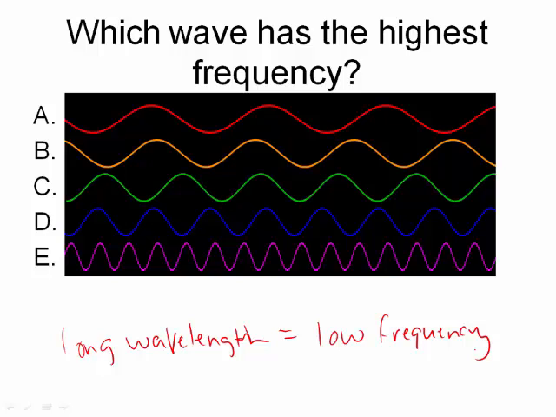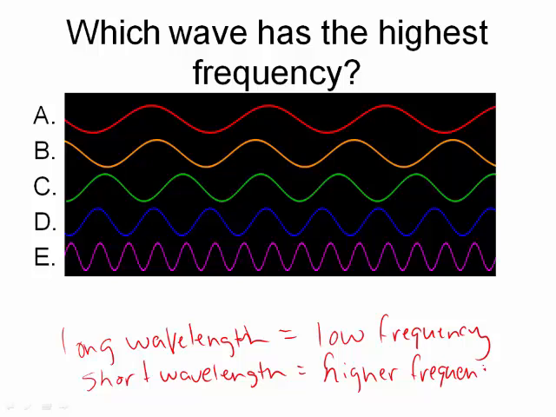So which one has the highest frequency? Well, you are looking for the one that has the shortest wavelength. Short wavelengths don't take as long to go past a given point per second, so they will have higher frequencies. Here, our shortest wavelength is E. The distance between trough to trough is extremely short, and it has the highest frequency.